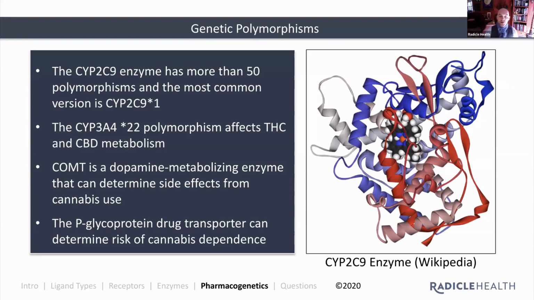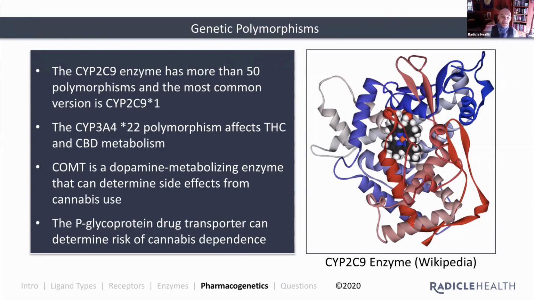The enzyme 3A4, again, metabolizes about 65% of our prescription medications and a lot of our over-the-counter medications. And it's also involved in THC and CBD metabolism. The variant 22 eliminates cannabinoids less efficiently, and these patients will experience stronger effects and longer duration of action. Patients with the polymorphism at the gene COMT, a gene that encodes for an enzyme that metabolizes dopamine in the brain, might experience more severe side effects from cannabis use, especially related to memory deficit.